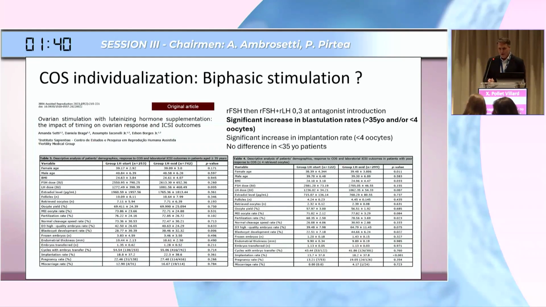Now, a very recent study showed that a biphasic stimulation, i.e. starting with recombinant FSH, and when you introduce the antagonist, at that time you introduce the recombinant LH, is actually better for patients that are over 35 years old or that have less than 4 oocytes found than starting with recombinant LH and FSH. It's better for embryo quality. You have a significant increase in blastulation rate.